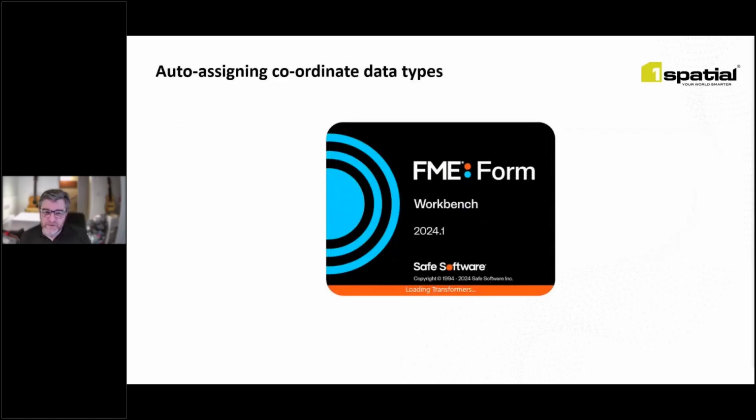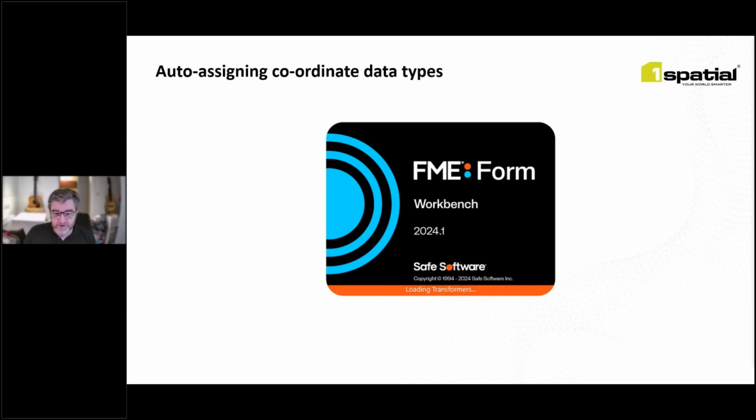And when reading non-spatial data, FME tries with some formats to find the geometry within that data. So for example, if you're reading in a CSV and it has perhaps an X and a Y column, you'll find that FME automatically assigns them a data type of X coordinate and Y coordinate.